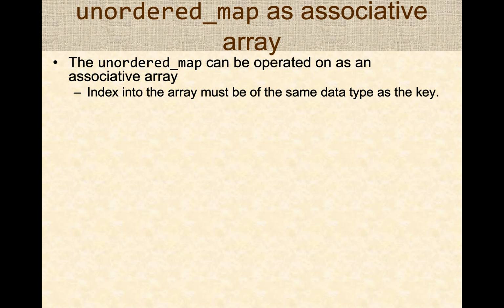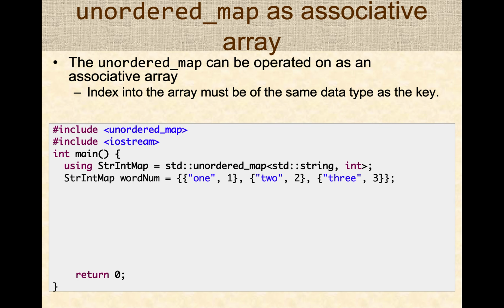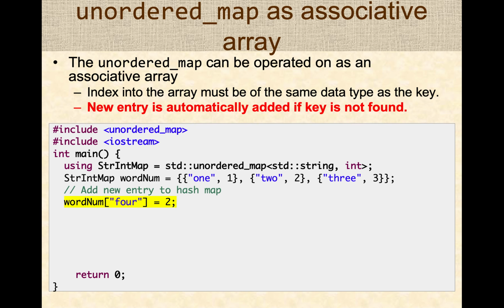Let's look at how to work with the unordered map as if it was an array. So here again, we have created an unordered map with three values, 1, 2, and 3. Now we can add an entry to it. So when you say word num within double quotes 4 equals 2, it adds a new entry to the unordered map, the key being 4 and the value being 2. Note that when you use the square bracket notation, a new entry is automatically added.